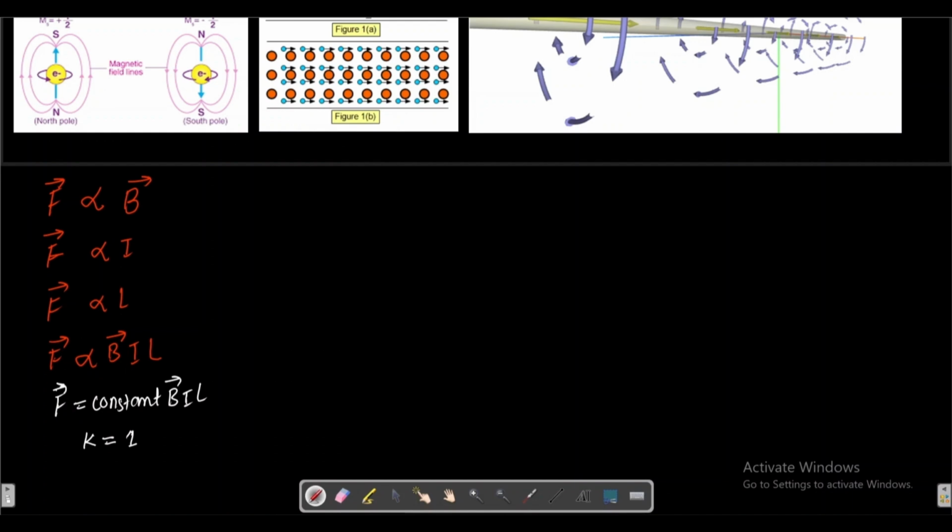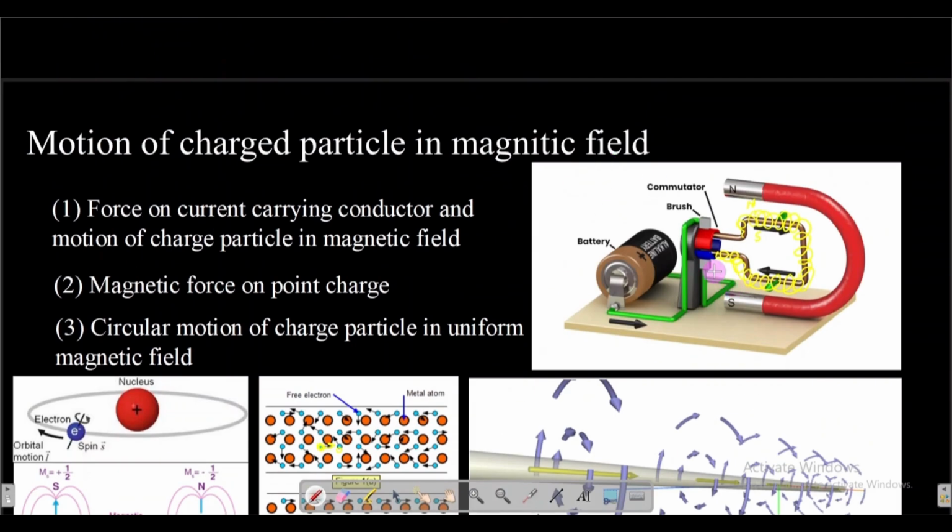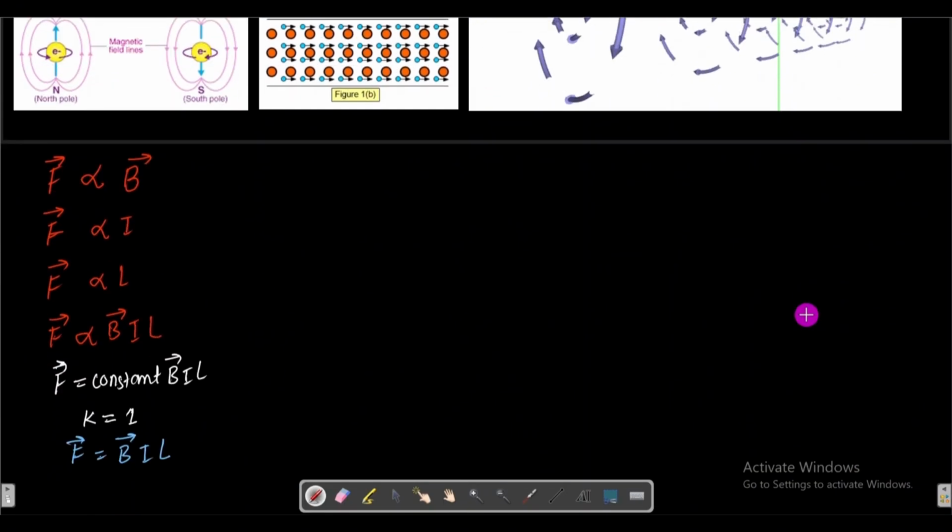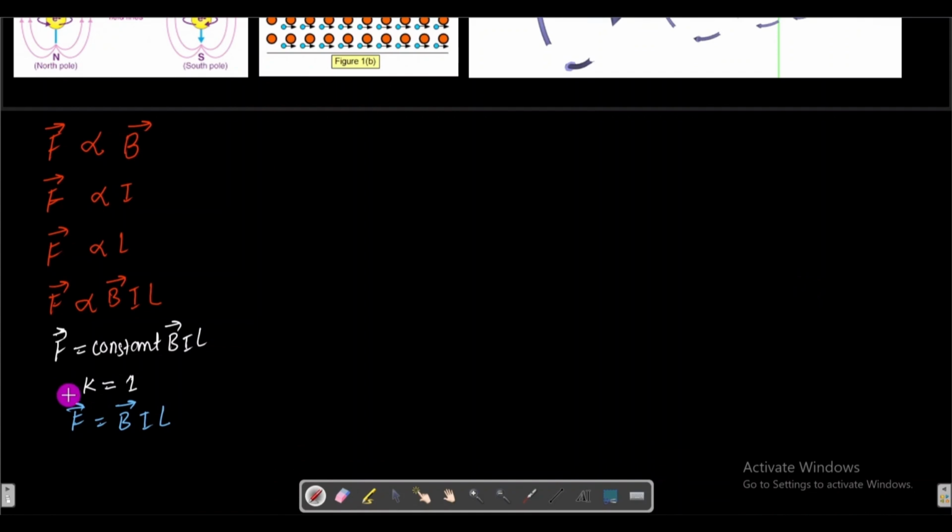So it becomes F equal to 1 times the magnetic induction B, the current I, and the length L. So this is the formula for the force exerted on this conductor due to the interaction of its own magnetic field with the external magnetic field. Let's call this equation 1.